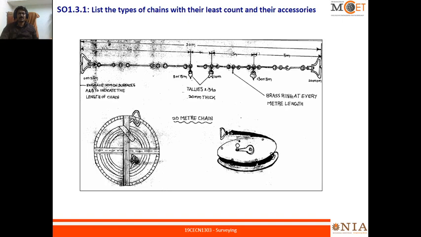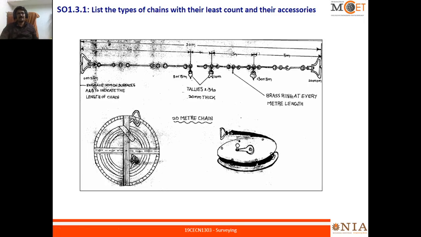20 centimeter is one link. Then 1 meter is how many centimeter? It is 100 centimeter. So 100 centimeter by 20, it is 5 links must be there. For every 5 links there will be a ring. So after that, at 5 meter there will be a tally. Then the next 5 meter, that is 10 meter, there will be a tally. 15th meter, and the last is the brass for 20 meter.